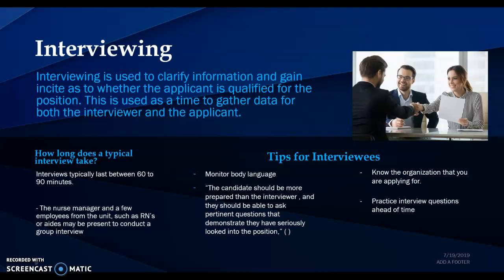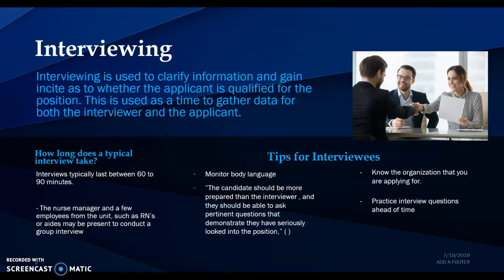So how long does a typical interview take? Interviews can last anywhere between 60 to 90 minutes. Personally, I know for my position currently, it was more like half an hour. So it just depends on the unit that you work on. Nurse managers and a few other employees from the unit, such as RNs or aides, may also be present to conduct a group interview.